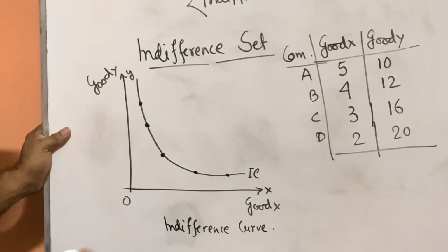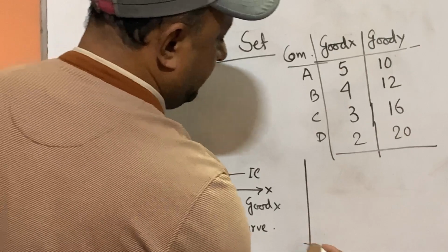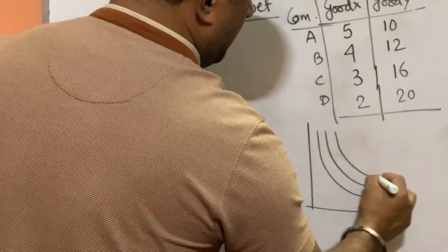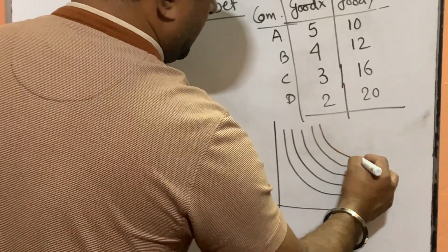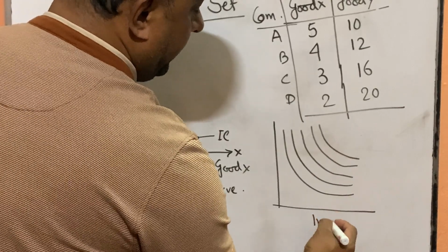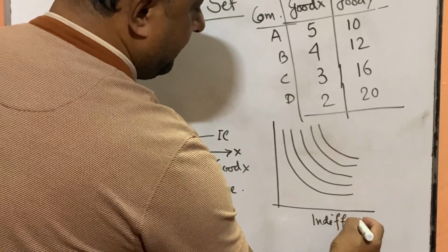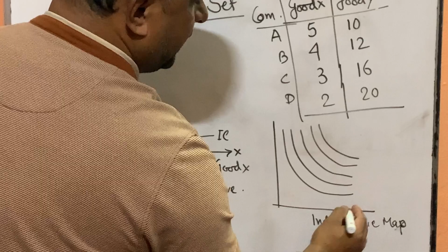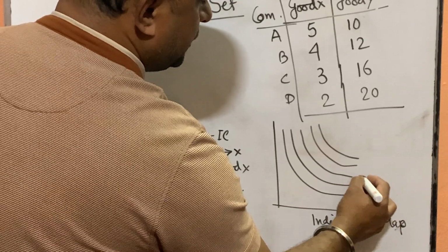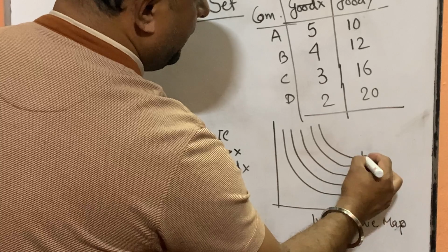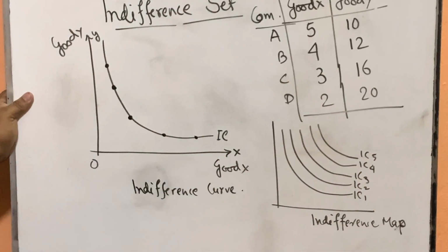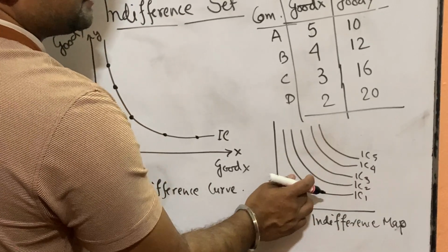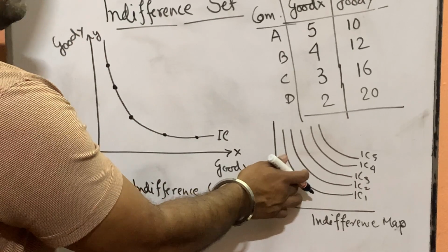Now if we plot a lot of indifference curves together, this is one indifference curve, this is another indifference curve, and like that a lot of indifference curves are there. Then it is called an indifference map. This is indifference curve 1, IC2, IC3, IC4, IC5, like that. When you plot more indifference curves on the same graph paper, it is called an indifference map.